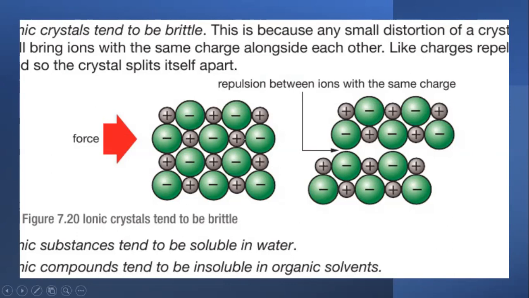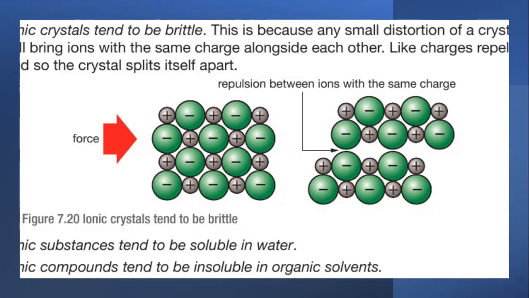When the layers slide, what will happen? Right now, negative is on top of positive. Now let's say I hit it and the layers slide. Negative comes on top of negative, positive comes on top of positive. The attractive forces change into repulsive forces. The charges will start to repel each other because now you have similar charges, negative on top of negative.